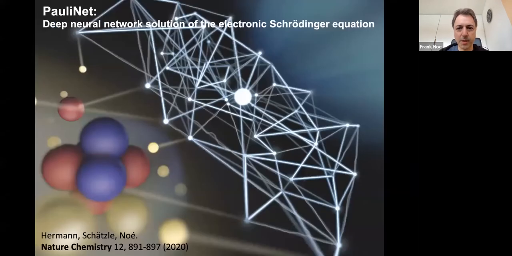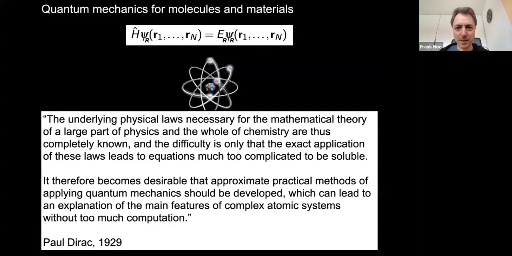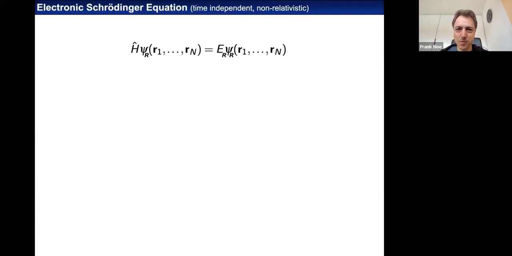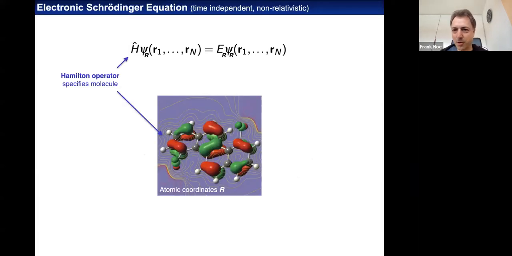But then, of course, the question becomes, can we maybe generate better baselines and better solutions for these molecules, so that we can train the next level of supervised learning methods that make predictions across chemical space. And so essentially what we want to do there is solve the Schrödinger equation to a very high accuracy. But now we want to use machine learning methods to do this. So let's look at the Schrödinger equation. This is the stationary Schrödinger equation, time independent, non-relativistic, and I'm only going to look at the ground state here.